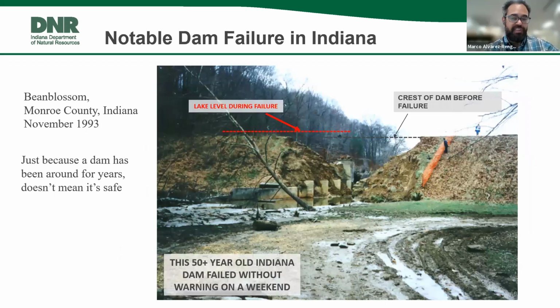Well, we also have dams that are in the middle of nowhere, in forest areas, like Bean Blossom Dam. This dam failed in November 1993. You may have thought, or heard, that this dam is 50 years old, it's been perfect all the time, you have never seen any problems. But just because the dam looks good or has been around for many years doesn't mean that the dam is safe. You can also see some overtopping there. You see how high the lake level got, that red line. So that dam potentially had an overtopping failure. So yeah, thank you, Alice.